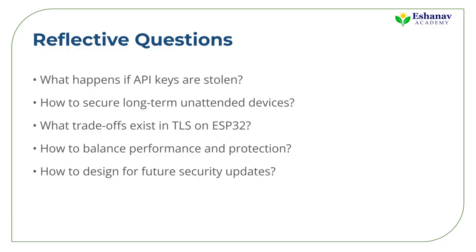Before wrapping up, I want you to think critically about these questions. If someone stole your ESP32's API key, what's the worst-case outcome? Could they control actuators? Could they exfiltrate sensitive data? Second, how would you design a secure IoT system that runs in the field for years with minimal maintenance? And third, how do you balance resource trade-offs, like TLS memory usage versus leaving your traffic exposed? These aren't abstract questions. They're the exact dilemmas you'll face when deploying real systems. Reflect on them, because your answers will shape your engineering decisions.